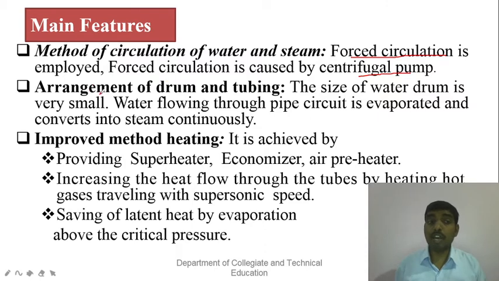The second one is the arrangement of the drum. The main features are the drum and tubing. Here the size of the water drum is very small. Compared to other boilers or fire tube boilers, the drum size is very small. Here water flowing through the pipe circuit is evaporated and converts into steam continuously. Here we have a separator. A number of separators are provided inside the boiler.